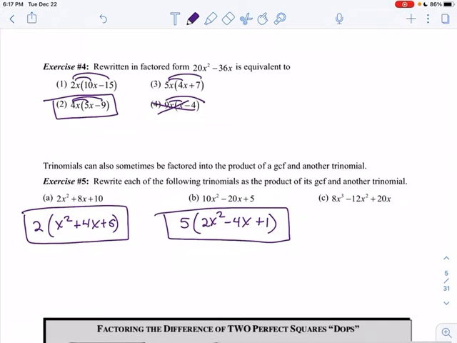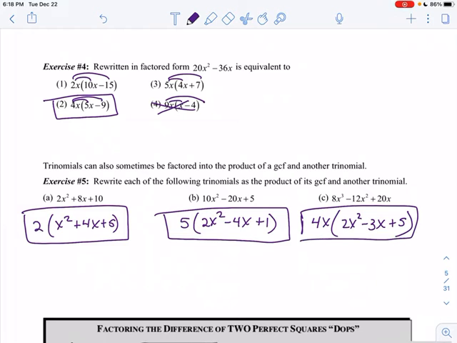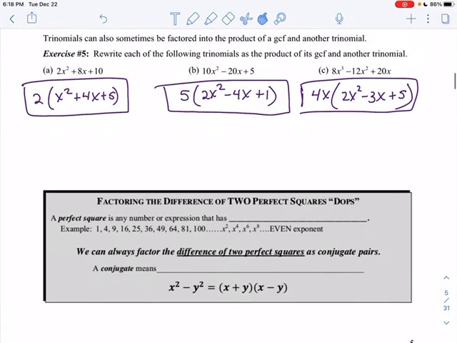8x cubed minus 12x squared plus 20x. So this, all the numbers 8, 12, and 20, the greatest number they have in common is 4. And I got x cubed, x squared, and x, so I can actually factor out an x. So I'm going to divide out a 4x, and I'm left with 2x squared. Remember, when you're dividing, you're subtracting those exponents. Negative 12 divided by 4 is negative 3. Again, subtract those exponents. And 20 divided by 4 is 5, and the x's cancel out. And that's my answer.